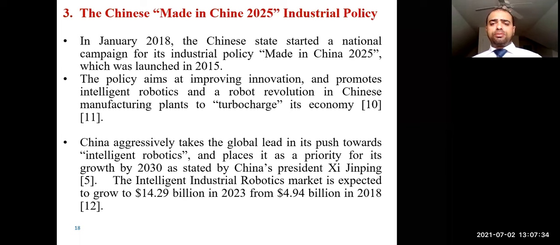The policy aims at improving innovation and promotes intelligent robotics and the robot revolution in Chinese manufacturing plants to turbocharge the economy. This is one of the main things, to promote a robot revolution, in addition to promoting research and innovation.